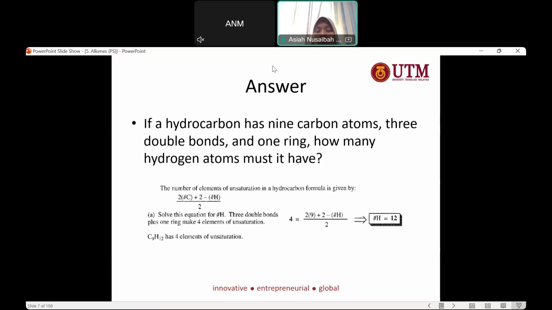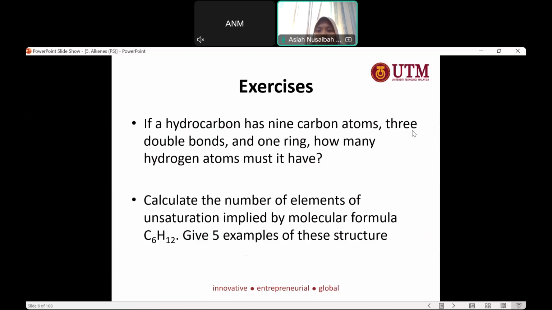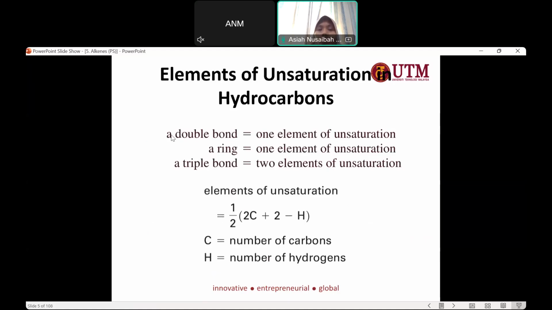If we use the formula just now, we can actually backtrack. We already know that this equation equals 4 elements of unsaturation. Where does it come from? The question mentioned that it has 3 double bonds, 1 ring. As you can see here, one double bond, one element of unsaturation. These 3 double bonds become 3 elements of unsaturation. One ring, one element of unsaturation. So 3 from the double bonds, 1 from the ring becomes 4. So this equation equals 4.